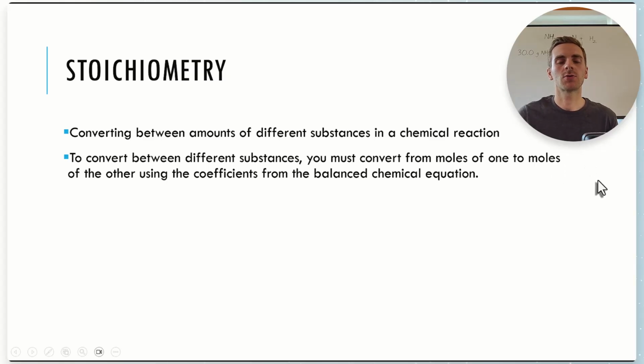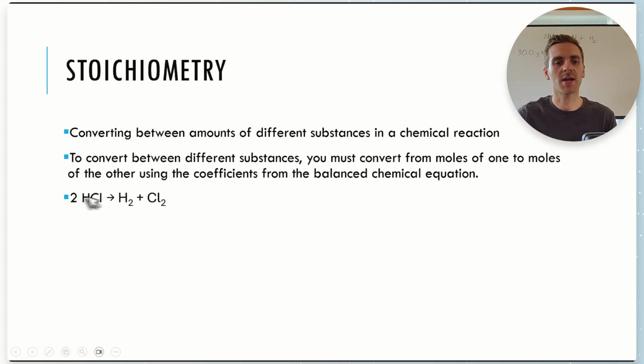And so to convert between different substances, first of all, they need to be in the same chemical reaction. You need to have a balanced chemical equation. And then you need to convert from moles of the one substance to moles of the other substance using their coefficients. Okay, so here's an example of a balanced chemical equation.